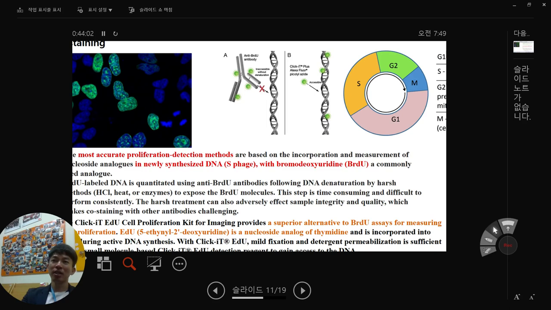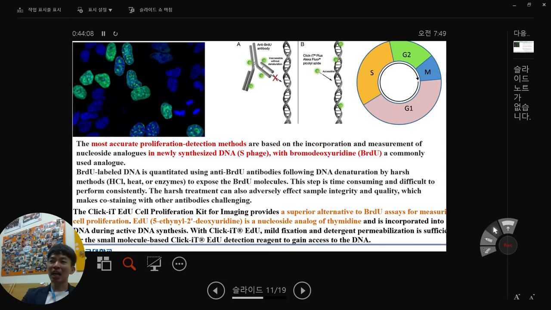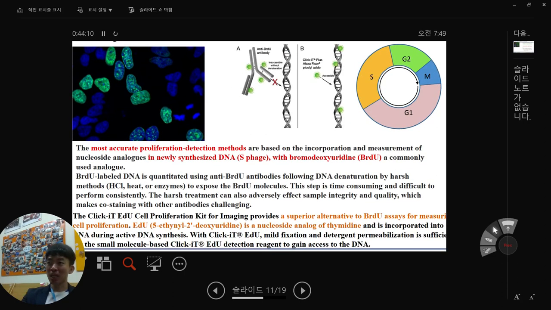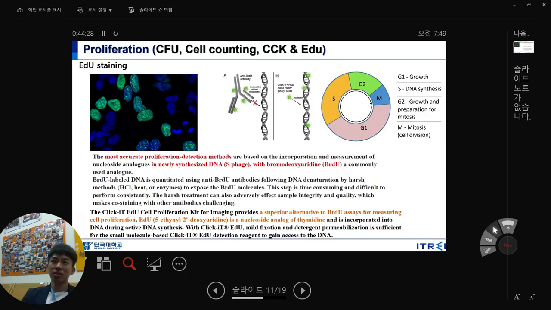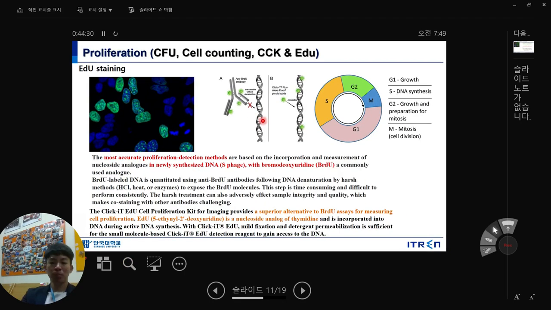That is why they developed another dye called EDU. EDU can also combine with DNA as an analog of thymidine, and this EDU dye can access it without any harsh denaturation. And then you can get this green signal easily, and you can co-stain with DAPI and any kind of antibody. But it's very expensive. But we have it.